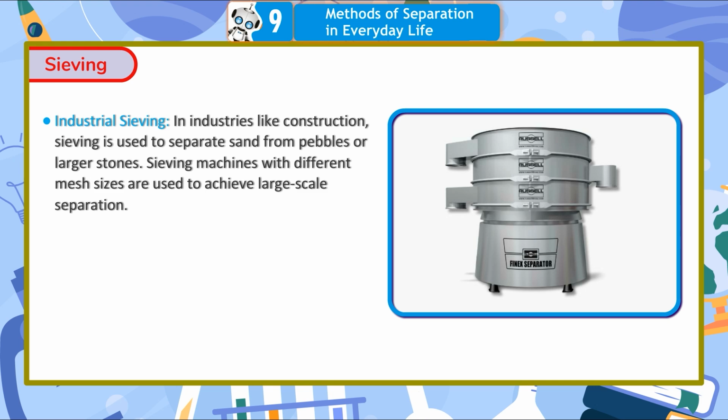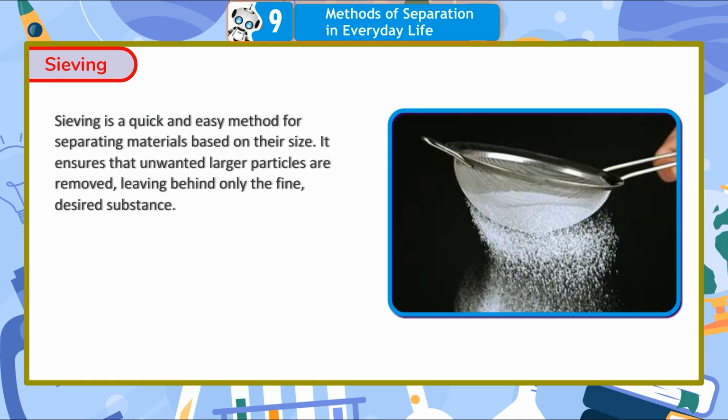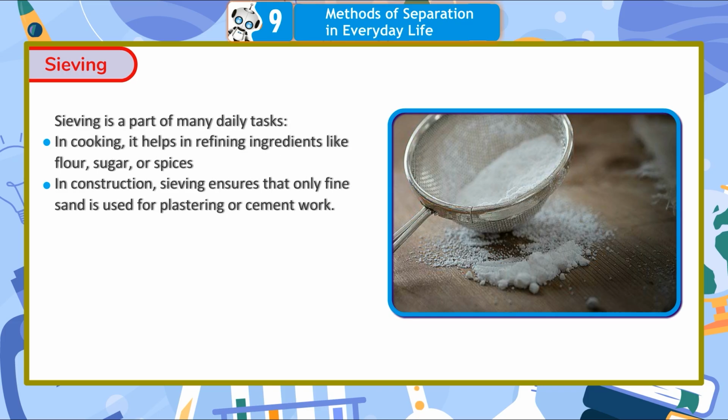Industrial sieving. In industries like construction, sieving is used to separate sand from pebbles or larger stones. Sieving machines with different mesh sizes are used to achieve large-scale separation. Sieving is a quick and easy method for separating materials based on their size. It ensures that unwanted larger particles are removed, leaving behind only the fine desired substance.